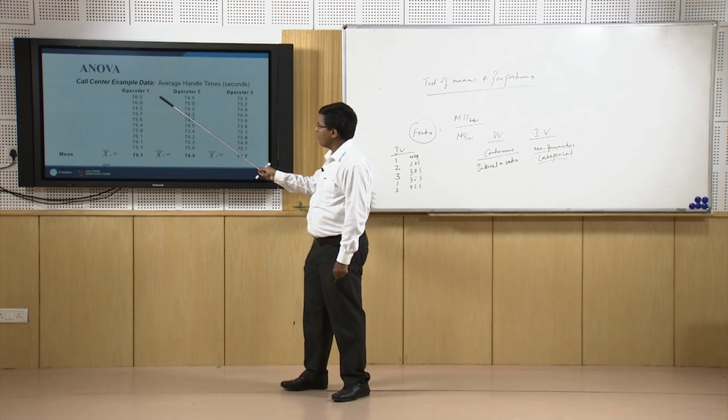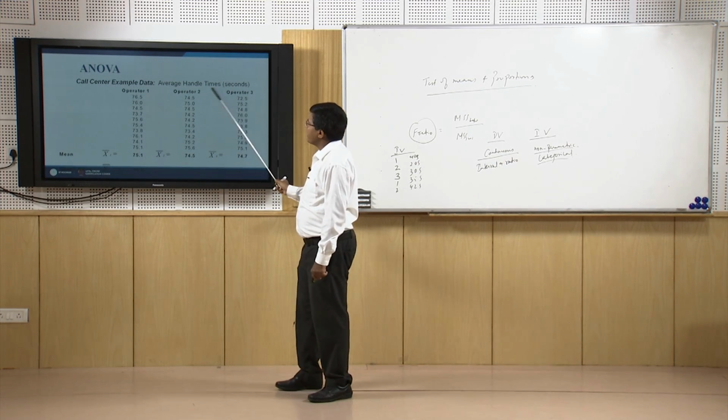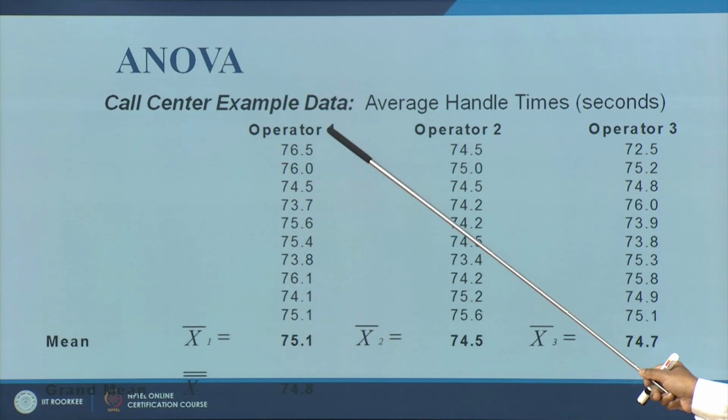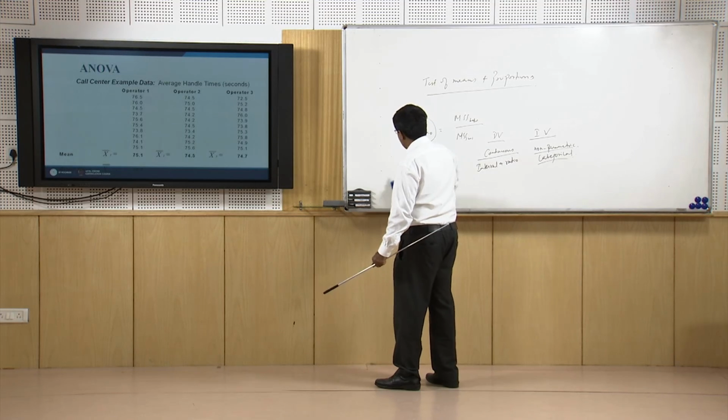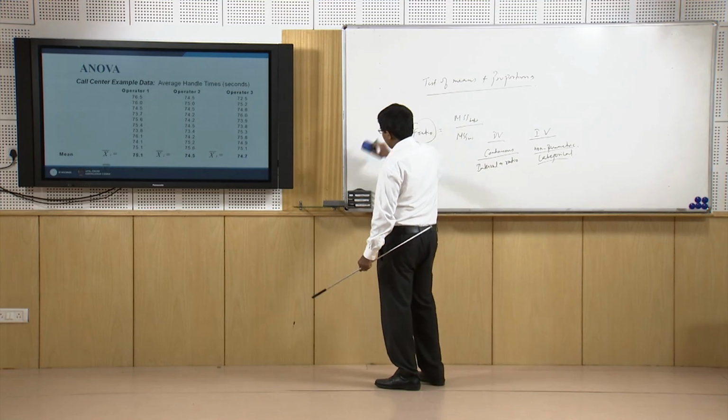Now, let us see this example. The time is given in seconds. This is operator 1's data, operator 2's data, and operator 3's data. Now, you can understand, suppose you go to an actual folder or a file, how the data will look like.